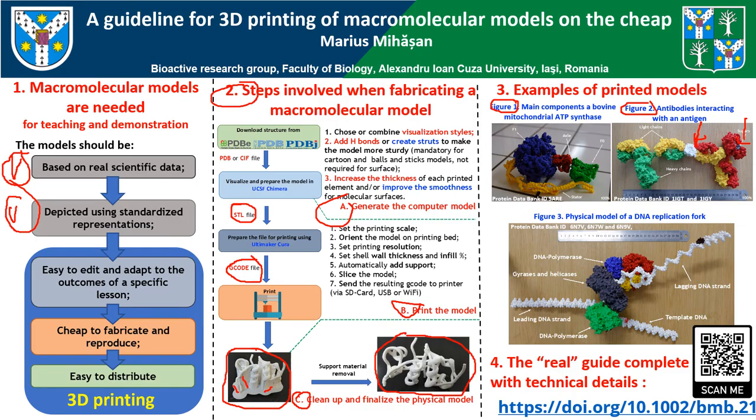By far the most complex printing project that I have done is the complete replication fork, with all DNA, RNAs, nucleotides, and all proteins involved in the process. Each component, each color that you see in figure 3 was printed separately, and then the components were glued back together. In order to achieve this, the DNA and RNA was printed in flexible TPU.